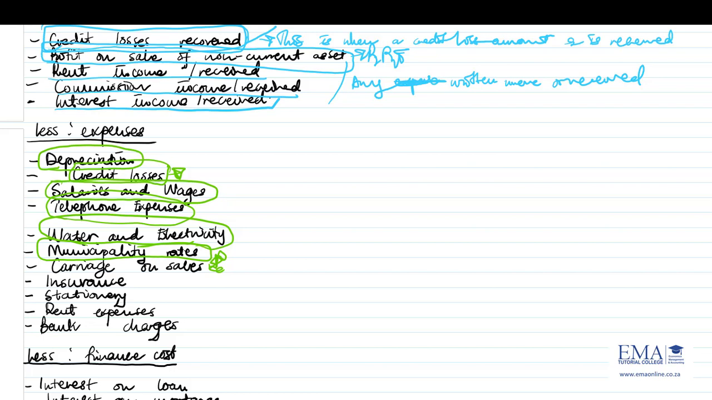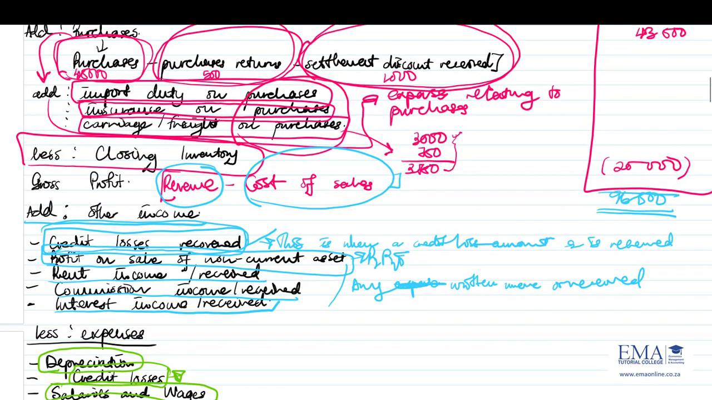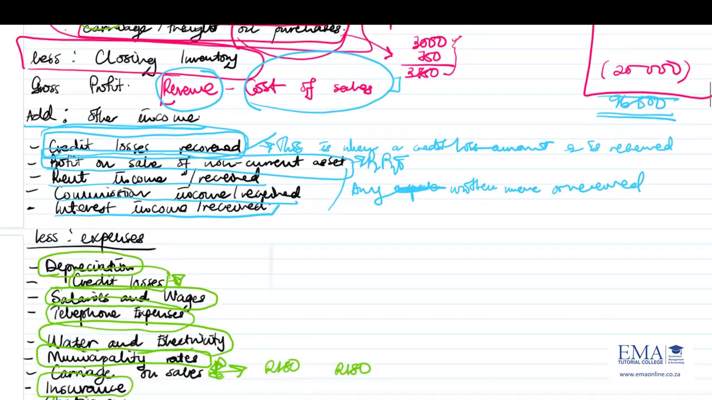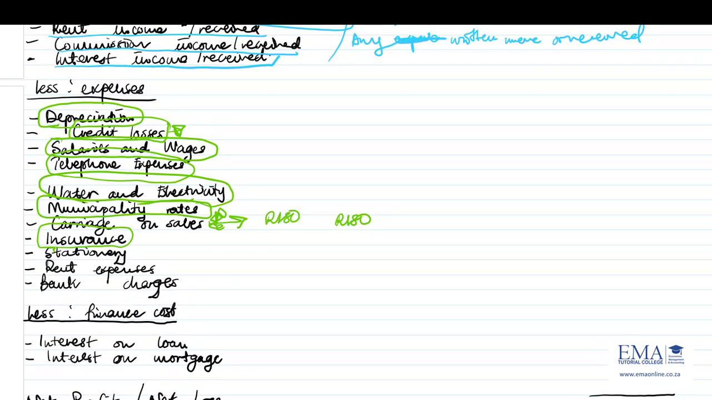An example of carriage on sales is Debonairs. They'll sell you a pizza for 180 rand, and then they deliver the pizza to you for the same 180 rand. But they're going to use a scooter which uses fuel, which will be an expense to them. All right. Then we have insurance. You put it as an expense. Please note that insurance on purchases goes under purchases, and an insurance expense you record under expenses.